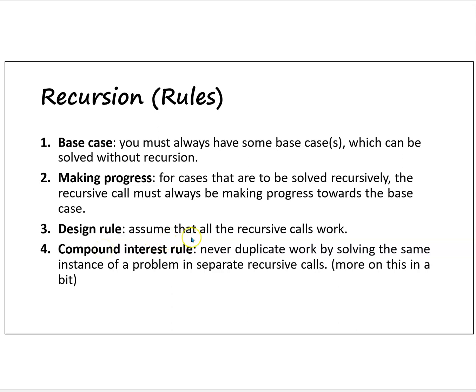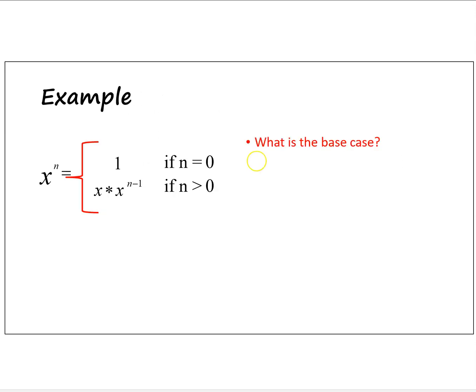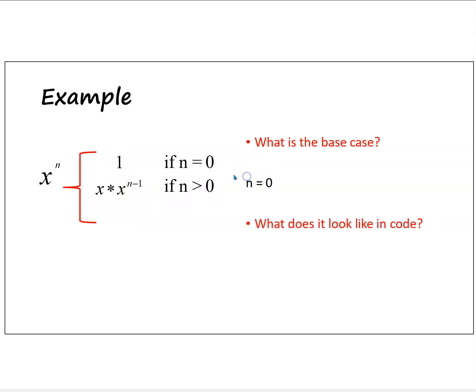And the compound interest rule: never duplicate work by solving the same instance of a problem with separate recursive calls. That leads to what's called dynamic programming as an option. So, in this case, an exponentiation function: if n equals 0, return 1. Otherwise, return x times power of x and n minus 1. What is the base case? This is the base case, n equals 0.